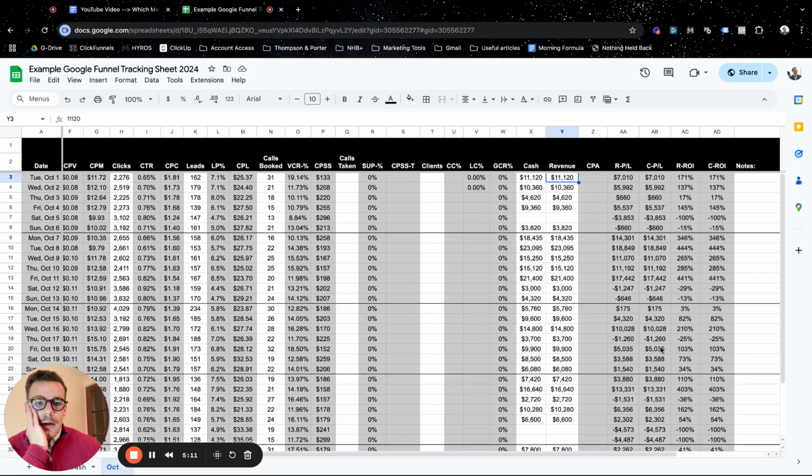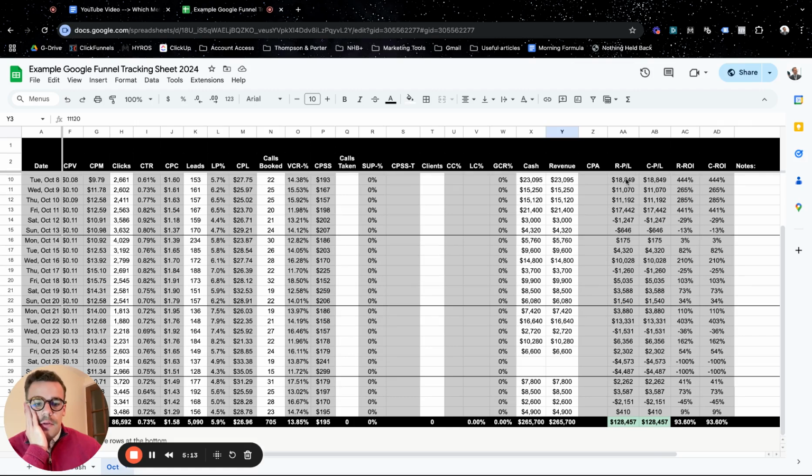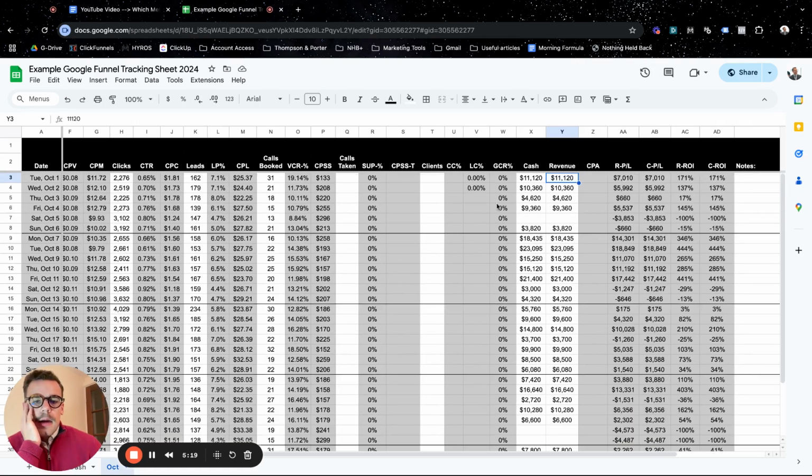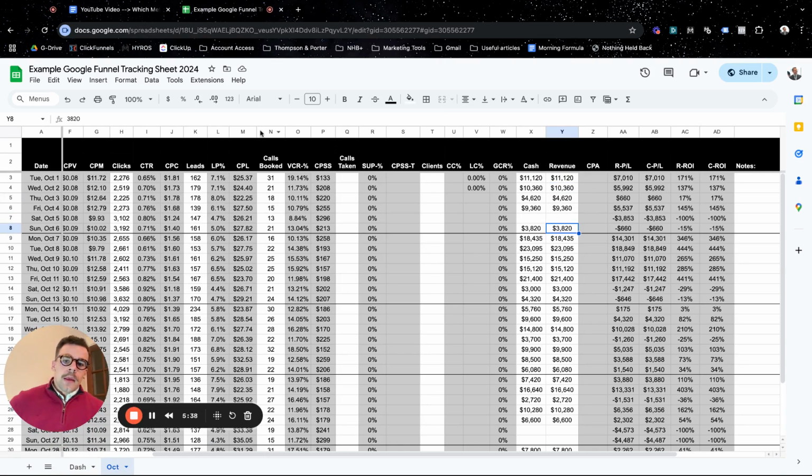So you'll see there's two numbers here. There's a revenue profit and loss and a cash profit and loss. And then there's a revenue ROI and a cash ROI. So the tracking that we have here only tracks cash, doesn't track revenue. That's how we use Hyros. But for you, if you have the amount of cash that you collected and then what the total value of sale is, I'd recommend that you input that into the sheet regularly. So that's pretty much everything.